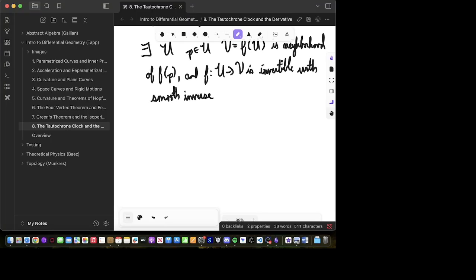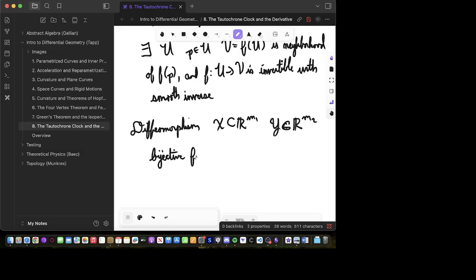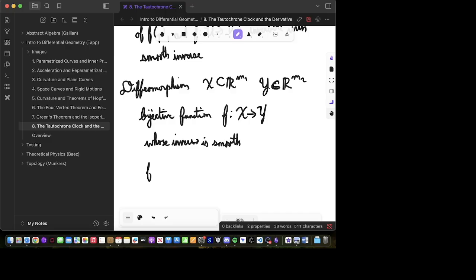So the last thing I wanted to talk about is a diffeomorphism. And we have that subsets X in R^m1 and Y in R^m2 are diffeomorphic if there's a bijective function f from X to Y whose inverse is smooth. And in that case, we have that f is called a diffeomorphism.